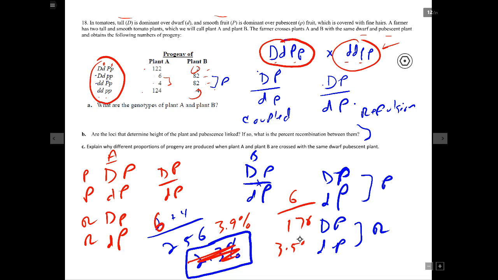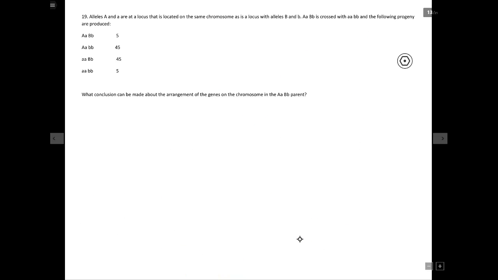So 3.5%. 3.9%. So these are easy. Just practice those. I could give you 50 of them on the next exam. You should still have time to do them. Probably won't give you 50.